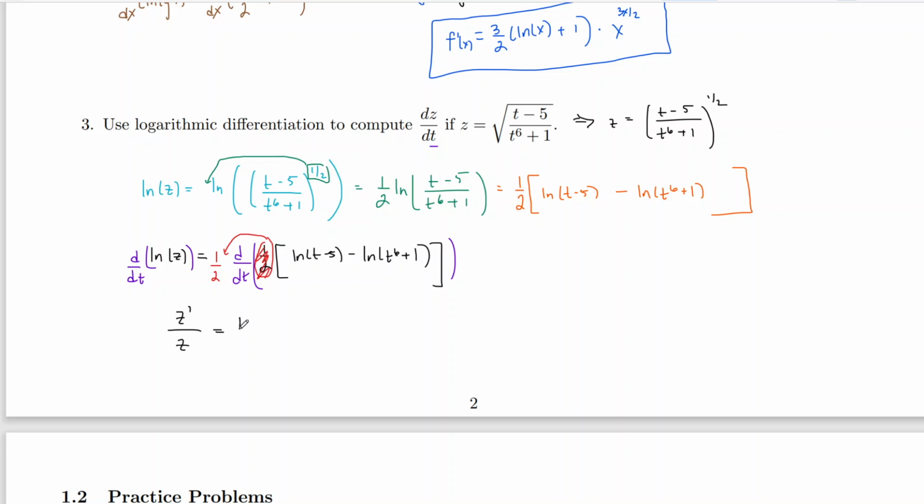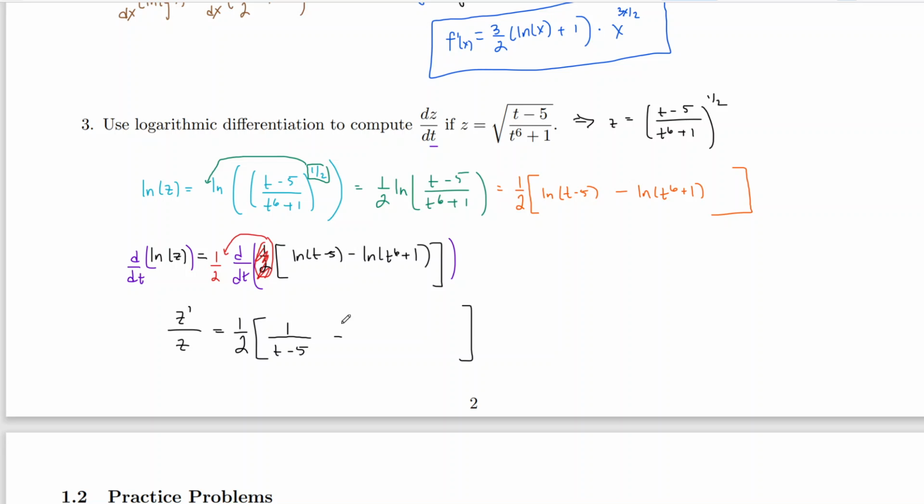Well, I have this 1/2 out front, so it's just going to hang on, be a part of the party. I'll put my big bracket again, and then we want to do the derivative of each one of these. Well, because it's linked by an addition or subtraction, we know we can just do the derivative of each part. And the derivative of a natural log, we have the derivative of the inside. The derivative of t minus 5 is 1 over the inside, t minus 5. So that's the derivative of this first part.